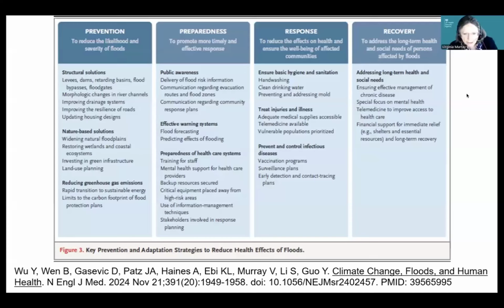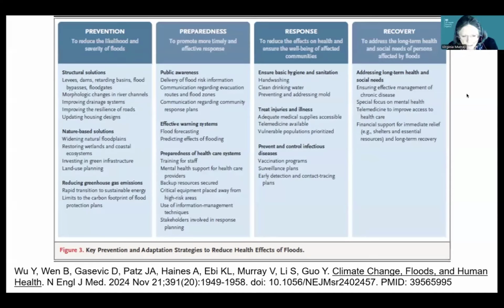Everybody working in healthcare needs to be ready, needs to know what they can do and how they can do it. And then in the response, I've already talked to you about the need for basic hygiene and sanitation, treating injuries and illness, and preventing and controlling infectious diseases. So vaccine programs, surveillance programs, and early detection and contact tracing. But also addressing long-term health and social needs. So ensuring effective management of chronic disease, special focus on mental health, telemedicine, and financial support for immediate relief.